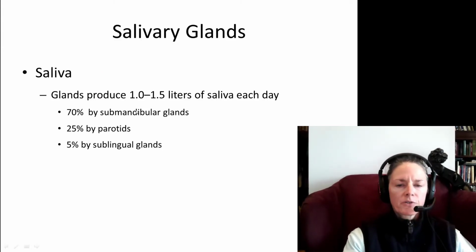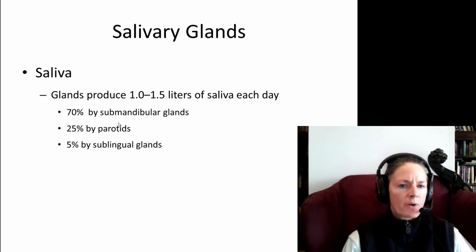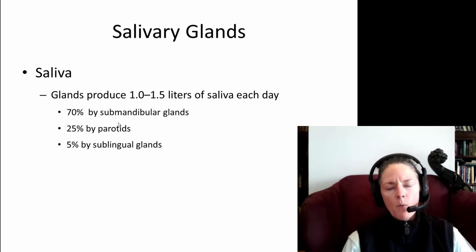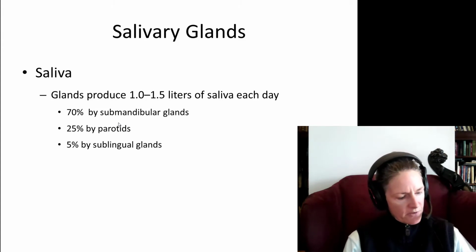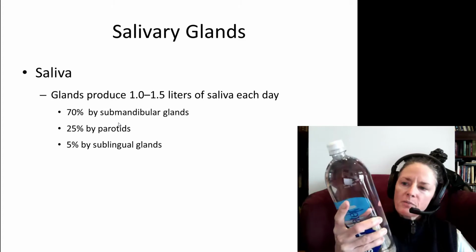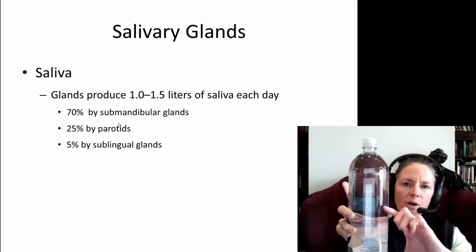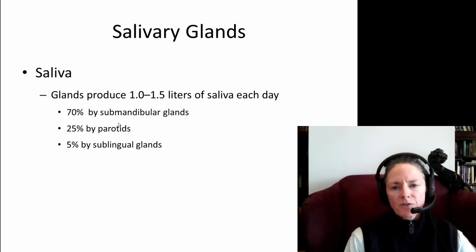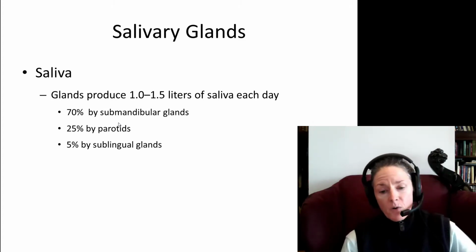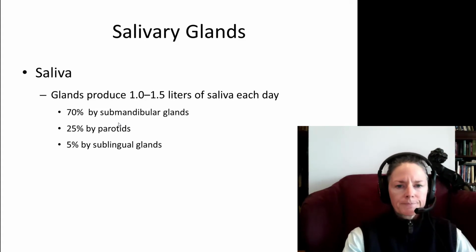Here's the slide telling about what percentage of saliva is produced by each salivary gland or each set of salivary glands. And throughout the course of the day, you'll be producing about 1 to 1.5 liters of saliva. So just as this is a 1 liter bottle of water, you imagine you're producing at least this much, maybe 1.5 this much liters of saliva each day. And so that's quite a bit. And you're constantly swallowing throughout the day.